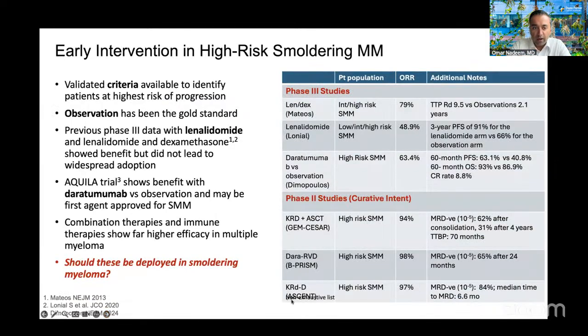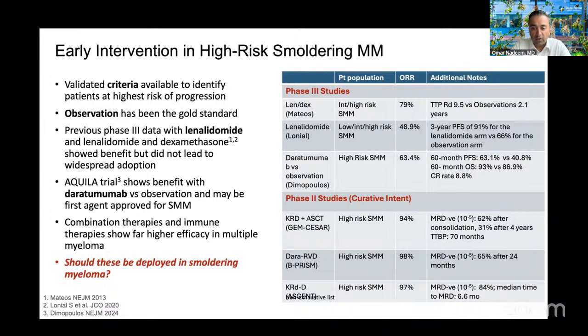So where do we go from here, right? As I just mentioned, we now have good criteria to identify patients at risk of progression. Observation remains the gold standard. We have good data with lenalidomide. The daratumumab study may lead to our first approval. All of that is fantastic.